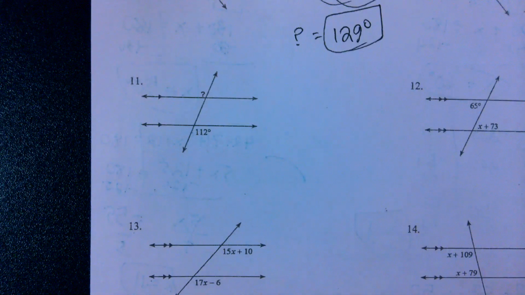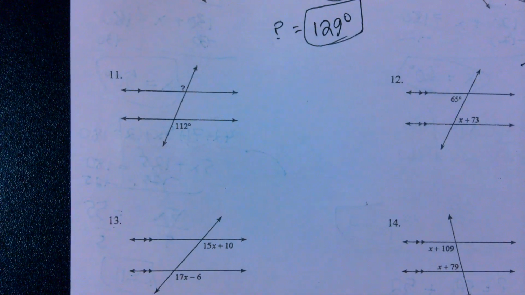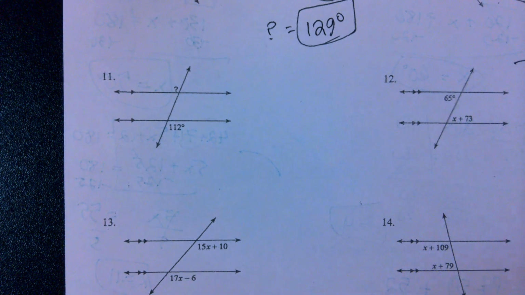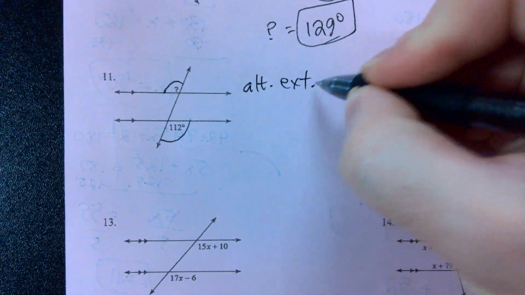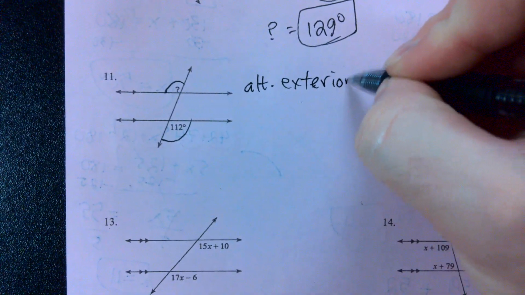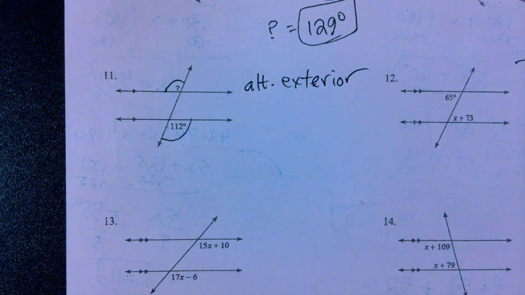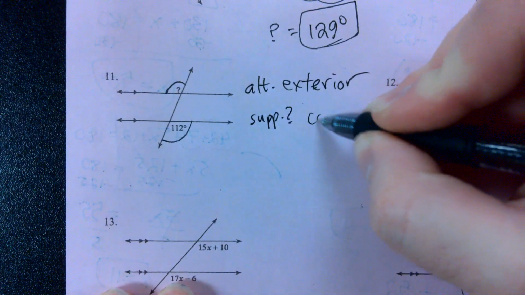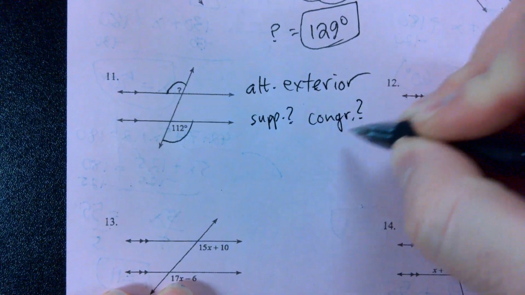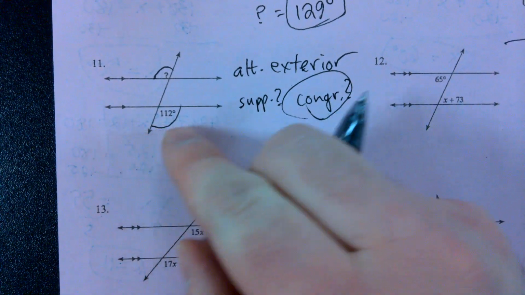All right. Number 11, what's the relationship here? Alternate exterior. They're both on the exterior of our parallel lines, but they're on opposite sides of the transversal. One's to the left of the transversal, one's to the right. Are these going to be supplementary or congruent? Congruent, right? Again, we just look at the drawing.